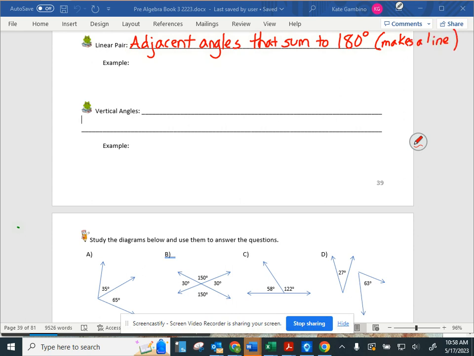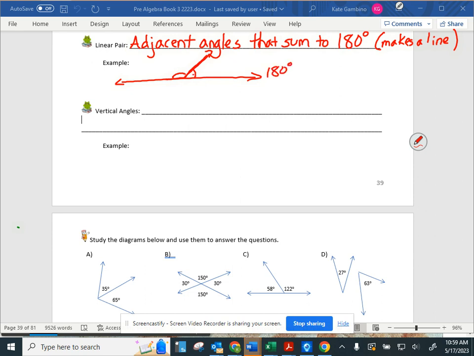So, if it is a linear pair, we have a straight line. We have two angles that are adjacent. Angle 1, angle 2. We know it's a straight line. So this angle plus this angle equals 180 degrees.